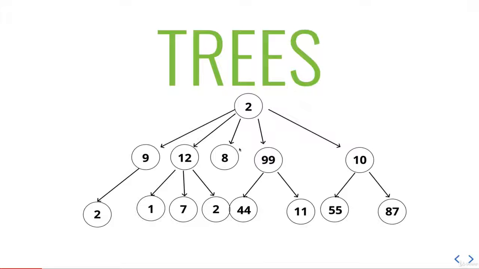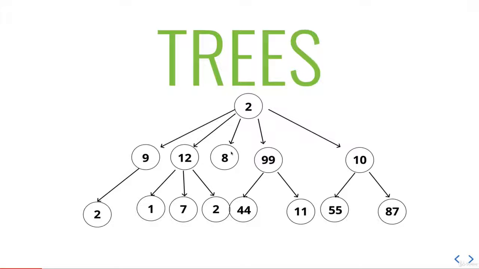But notice this is very different than a linked list in that each node can point to more than one, or can have more than one reference to another node. So this is our topmost node. We'll go over the terminology, but this is called the root, and it points to 9 as another node. It also references 12 and 8 and 99 and 10. And each of those nodes potentially references one or more other nodes, or actually 0 in this case. This is a dead end.